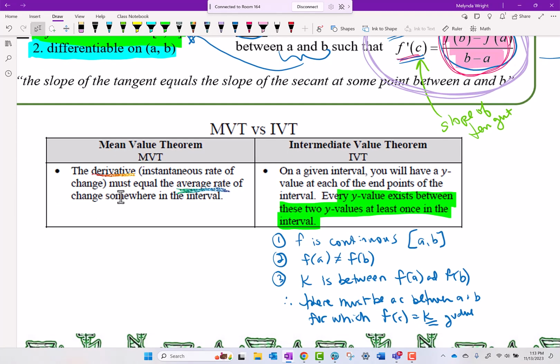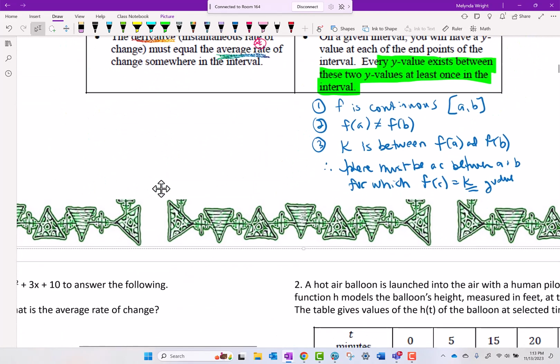Here, with the mean value theorem, we're focusing on the derivative and the average rate of change. Here, we're just focusing on a y value, just a y value inside of one function. Okay, does that make sense? Okay. So I have a couple of examples that we want to go through.